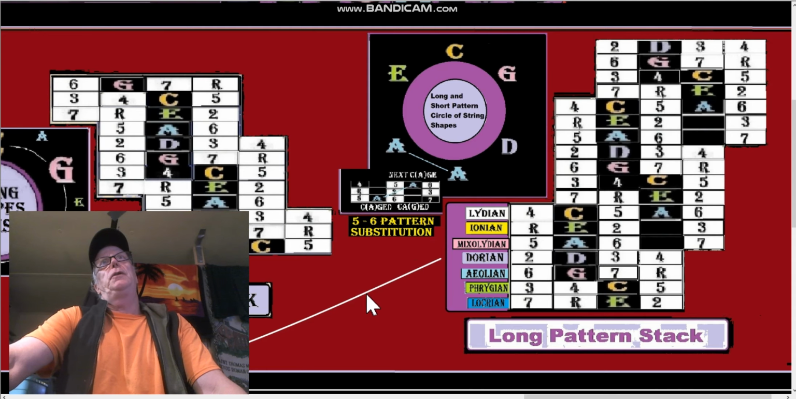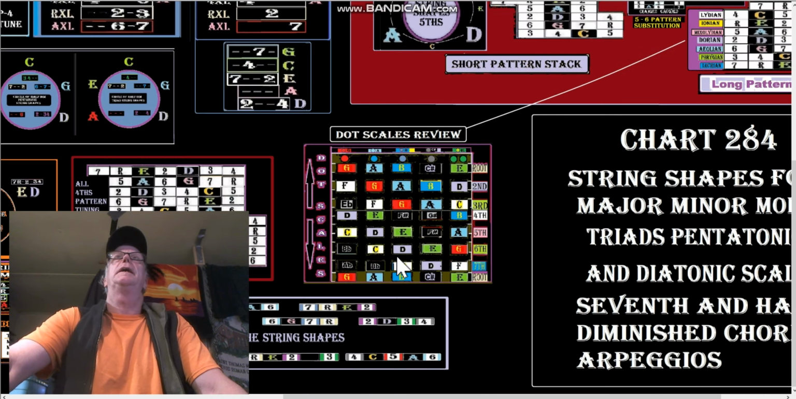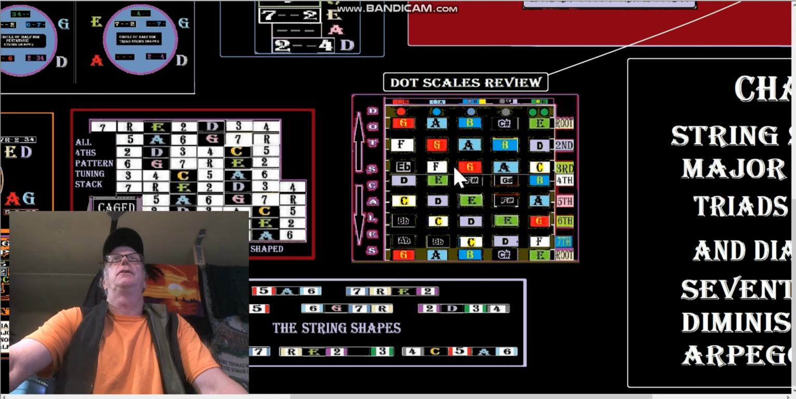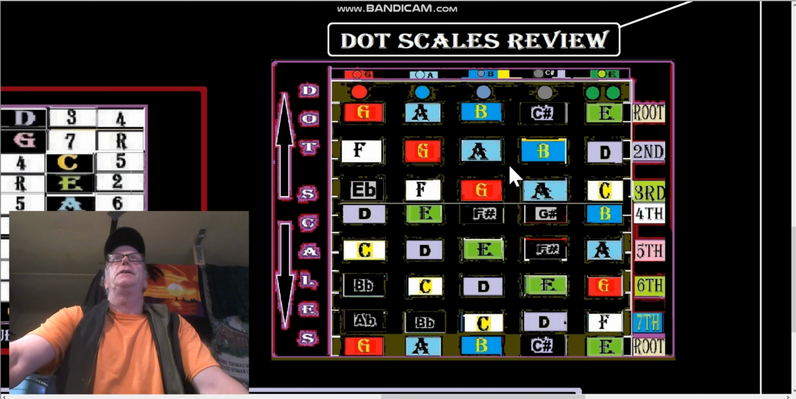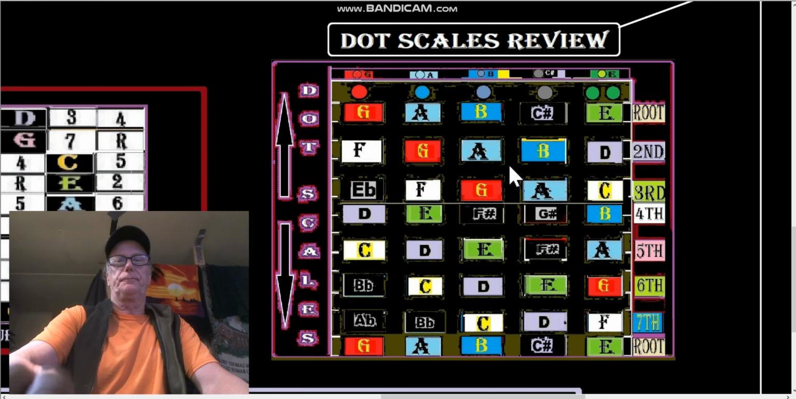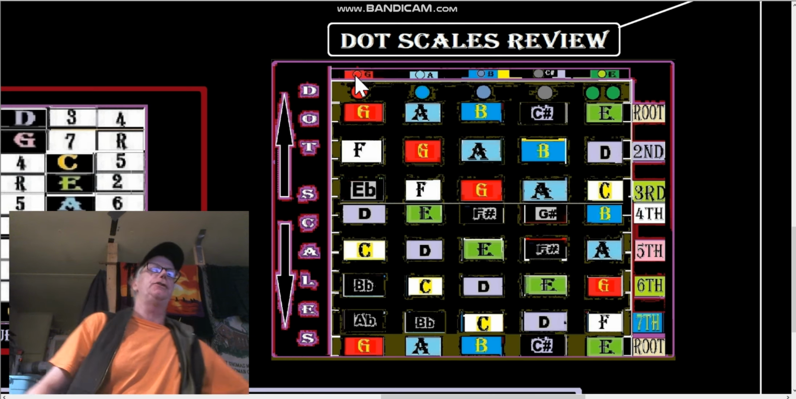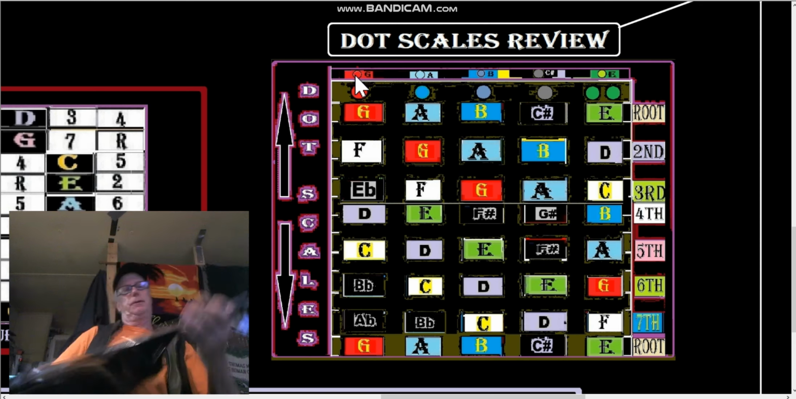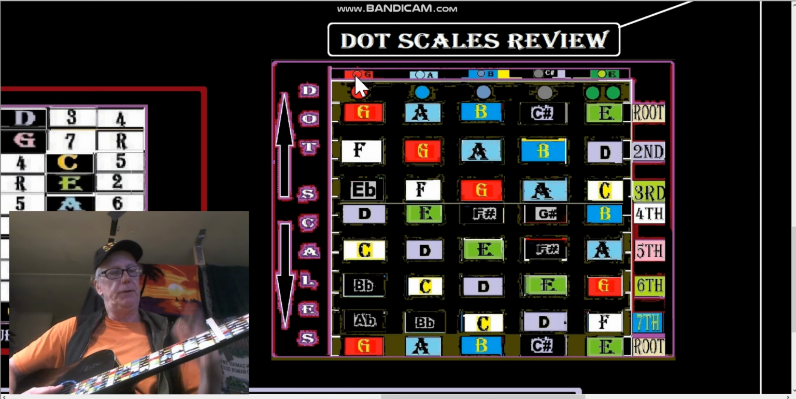Now let's follow the white line and look why it goes to the dot scales. Now this isn't that hard. So we're looking at the dot on the G note. So here's my G. It's a minor 3rd up from the low E.